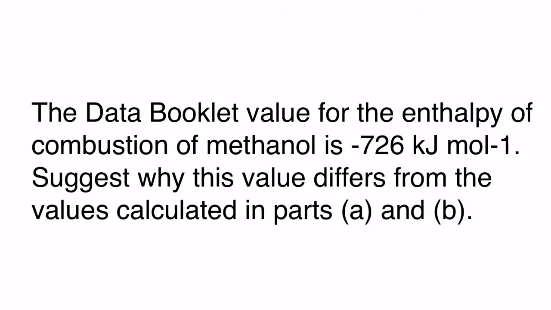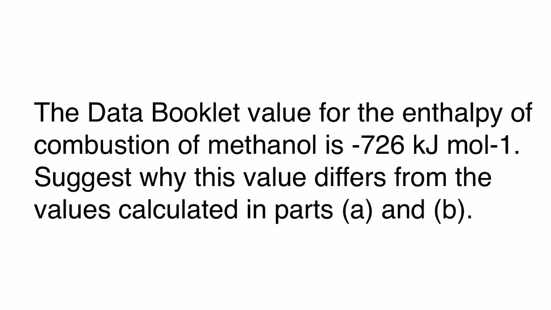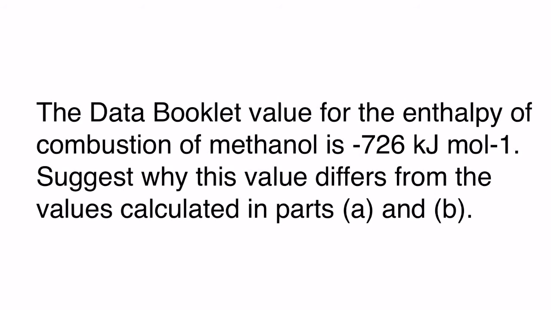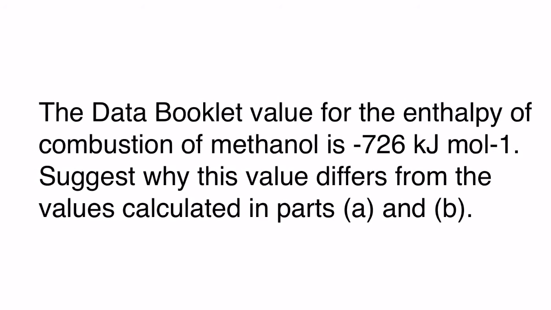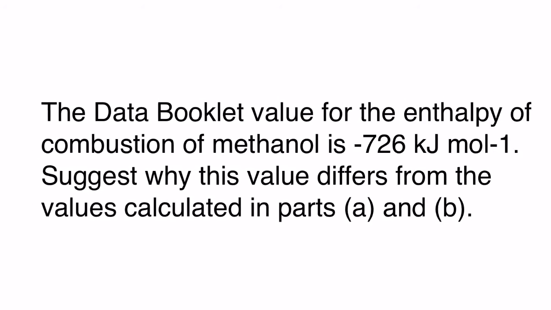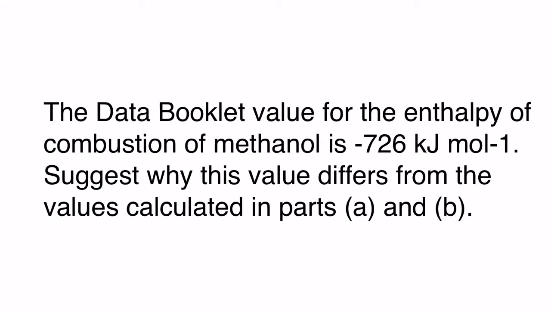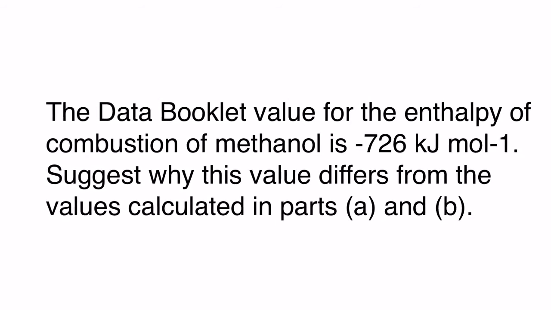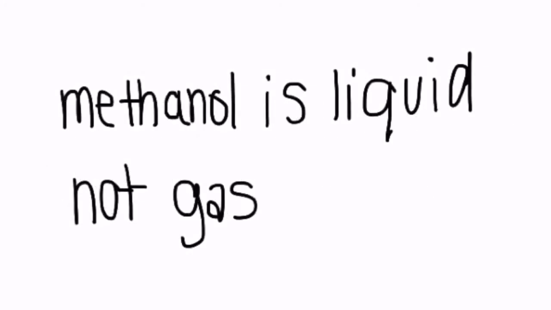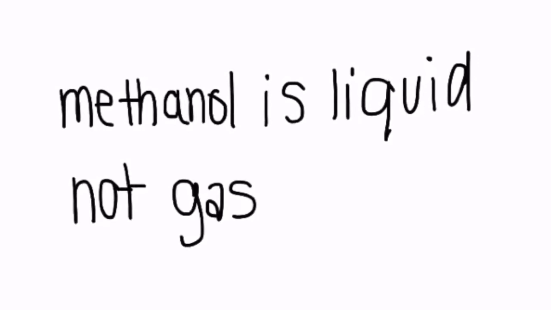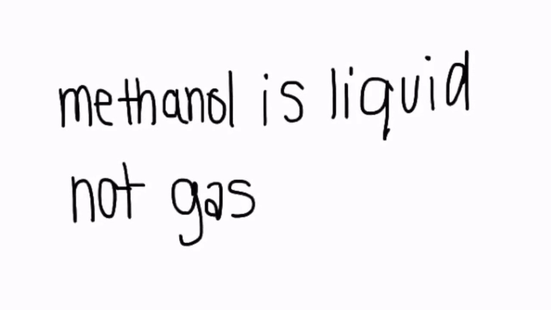The last question is, the data booklet value for the enthalpy of combustion of methanol is -726 kilojoule moles to the -1 power. Suggest why this value differs from the values calculated in parts A and B. The reason why the values are different is because methanol is a liquid, not gas. The data booklet shows the value for methanol as a liquid, and the one in this question refers to it as a gas. So that's why the two values are different.